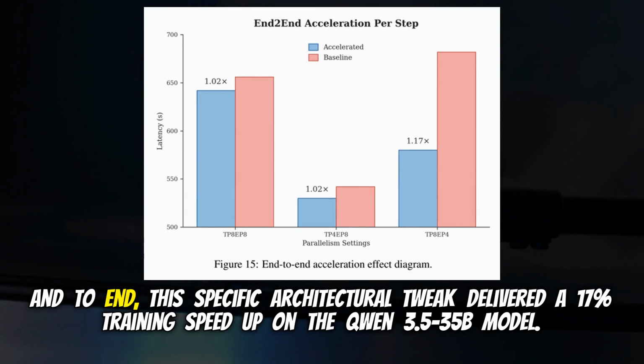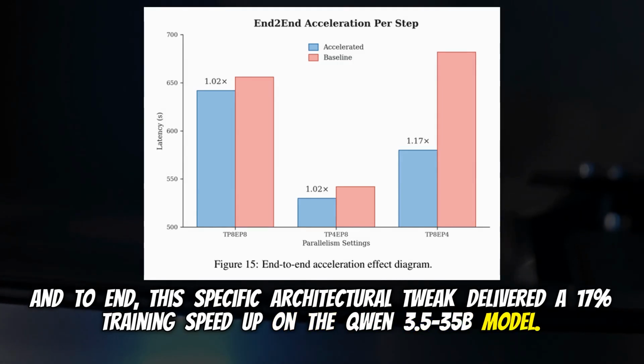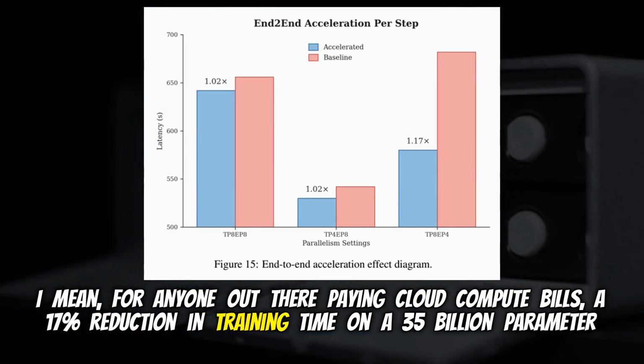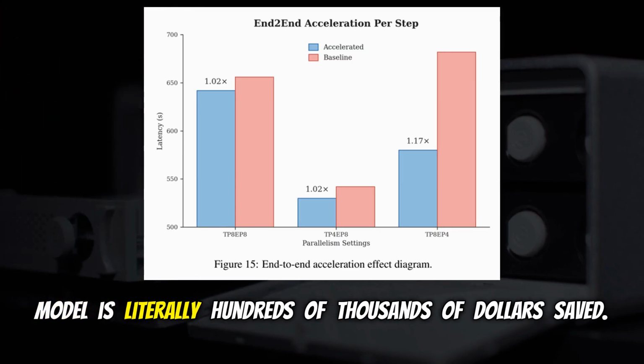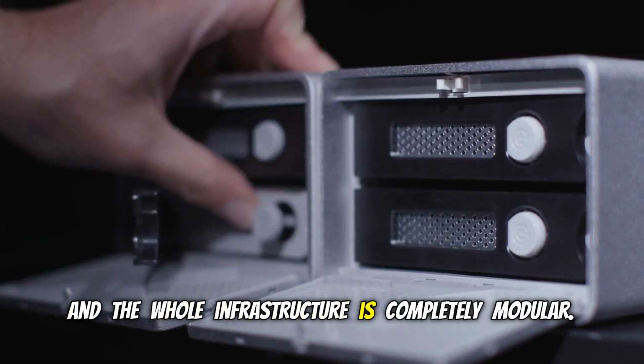Exactly. End-to-end, this specific architectural tweak delivered a 17% training speedup on the Qwen 3.5 35B model. Which is wild. I mean, for anyone out there paying cloud compute bills, a 17% reduction in training time on a 35 billion parameter model is literally hundreds of thousands of dollars saved. Oh, easily. And the whole infrastructure is completely modular.